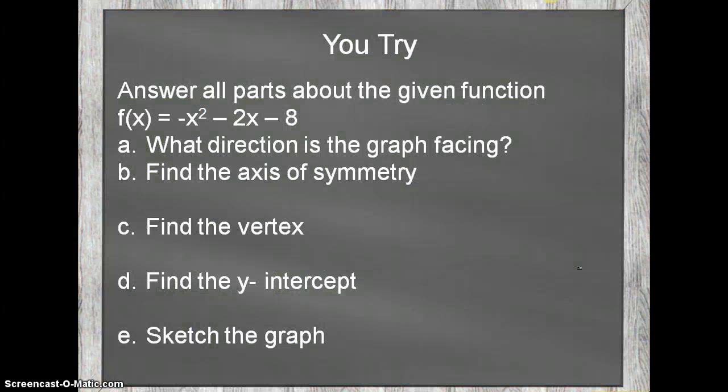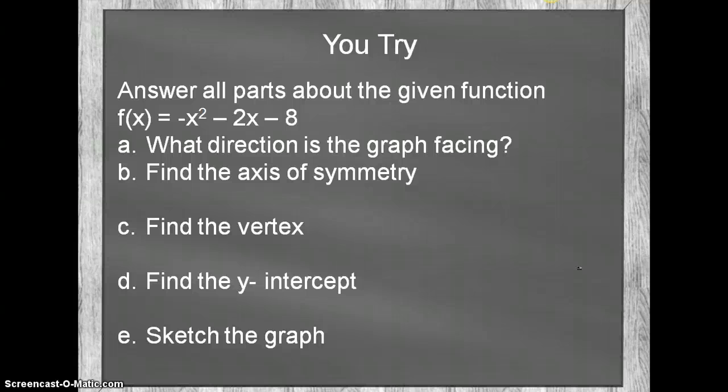You try. Answer all parts about the given function f of x is equal to negative x squared minus 2x minus 8. First, state the direction, find the axis of symmetry, find the vertex, find the y-intercept, and lastly, sketch the graph.